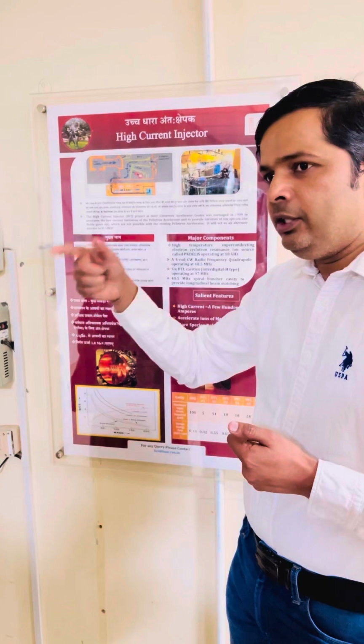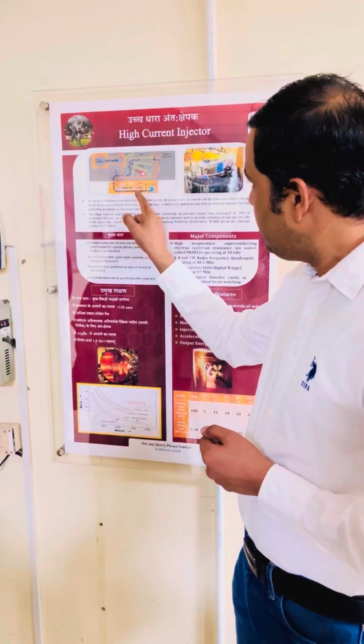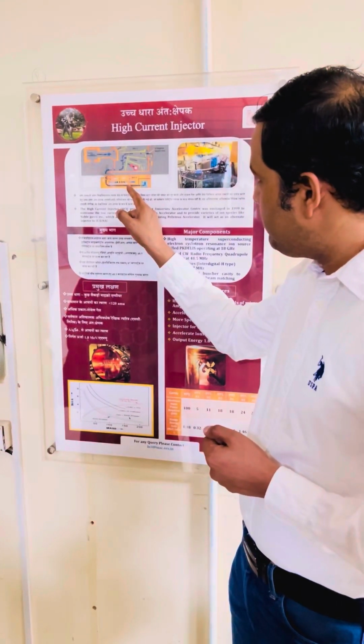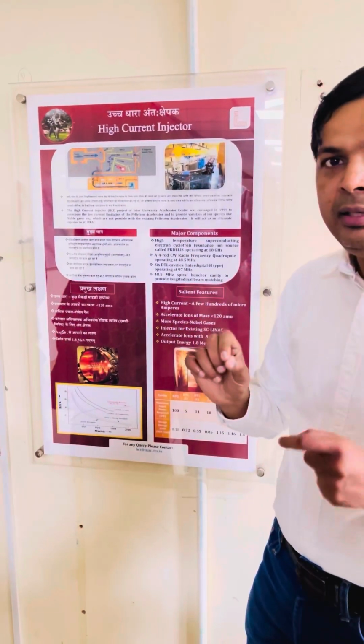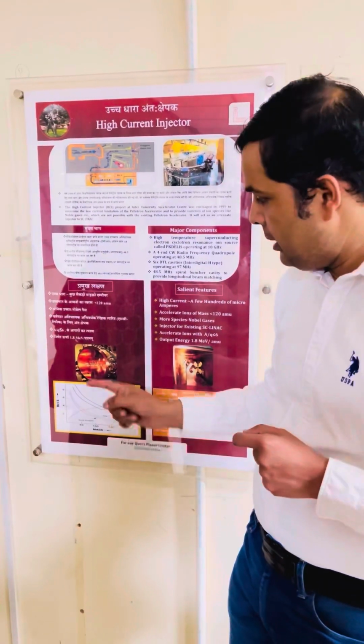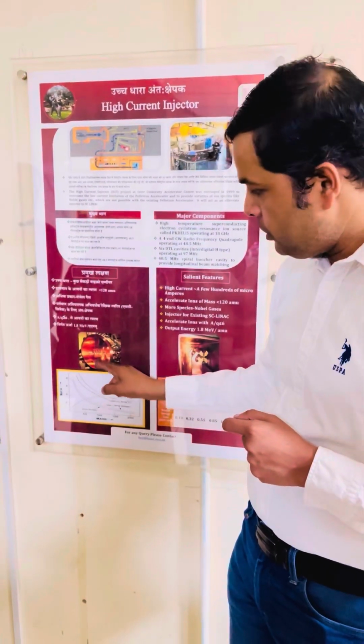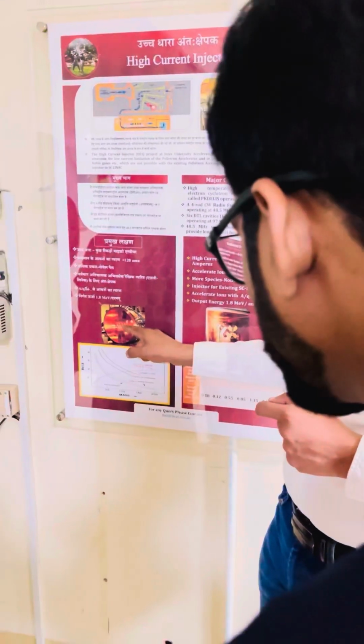So 180 into 16, let us say. Then this particle is further going to accelerate through 6 accelerators. They are called DTL, drift tube linacs. So they look like this. You have multiple cavities inside.